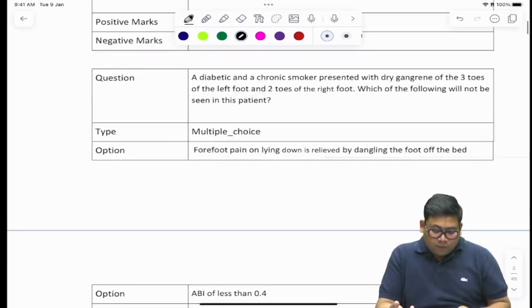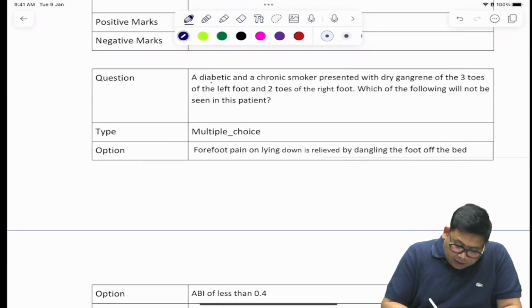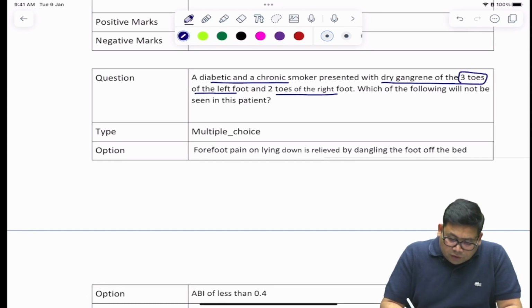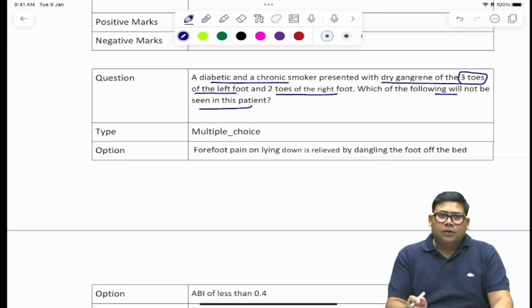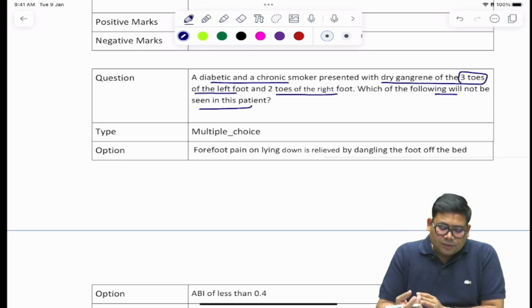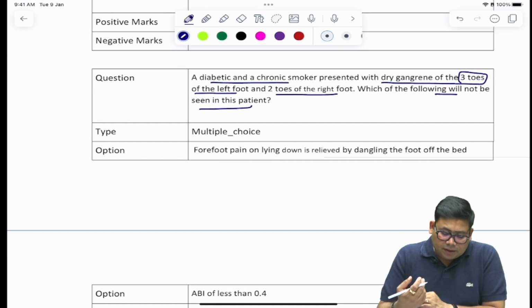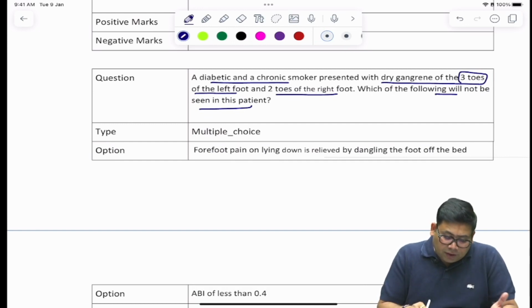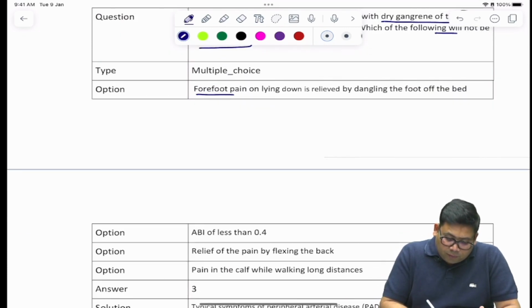Let us move forward. A diabetic and a chronic smoker presented with dry gangrene of the 3 toes of the left foot and the 2 toes of the right foot. Which of the following will not be seen in this patient? So we are now talking about peripheral arterial disease, and this patient is also diabetic. Okay, so forefoot pain on lying down relieved by dangling of the bed.